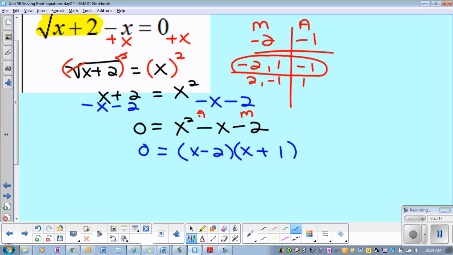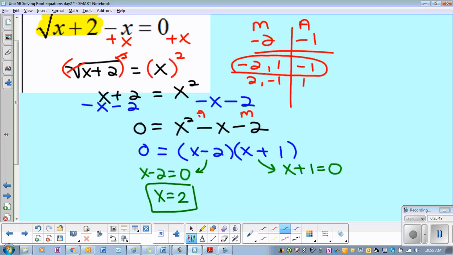I need to solve for both of those x's, though. How do I do that? What's my next step here? Equal them separately to 0. So our mini equations, right? So I have x minus 2 equals 0. And x plus 1 equals 0. Okay? And then if I solve for each of those x's, that's how I get my 2 answers, right? So x equals 2, and x equals negative 1. You know what that means? I got to check each of those separately.